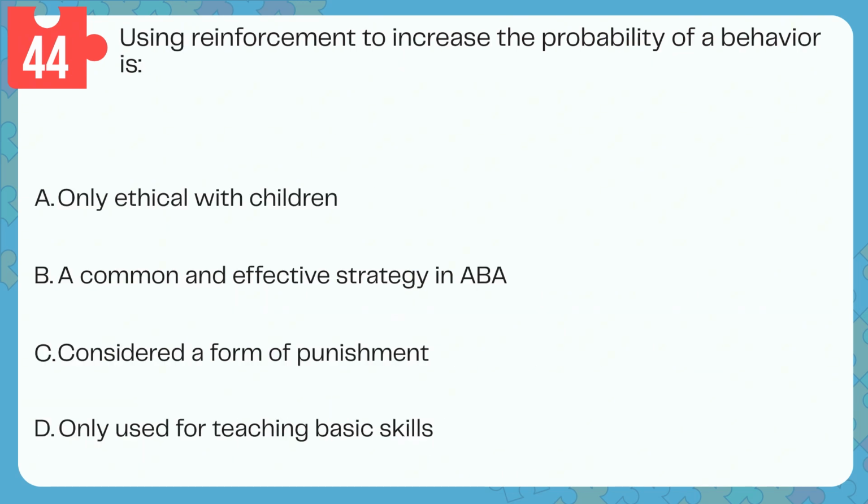Question 44. Using reinforcement to increase the probability of a behavior is A. Only ethical with children. B. A common and effective strategy in ABA. C. Considered a form of punishment. D. Only used for teaching basic skills.